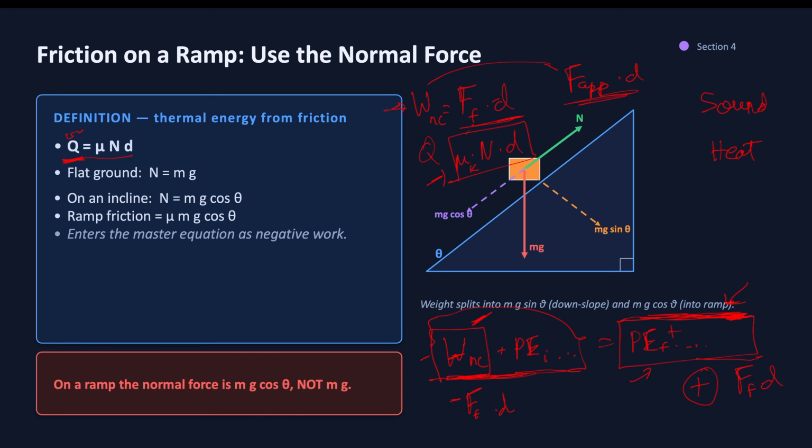So yeah, normal, we remember this from the earlier units, mg cosine theta, ramp friction, mu mg cosine theta. Okay, so pretty solid so far. And on the ramp, you only remember it's mg cosine theta, right? Not mg sine theta.